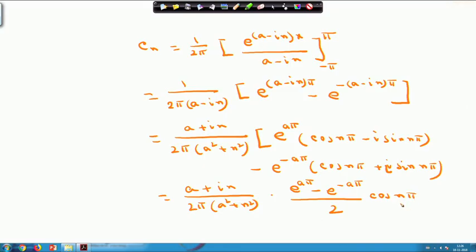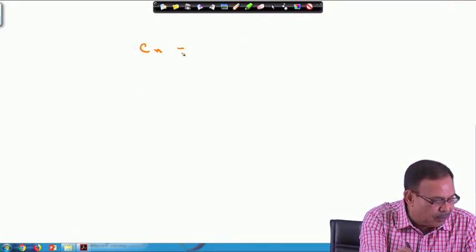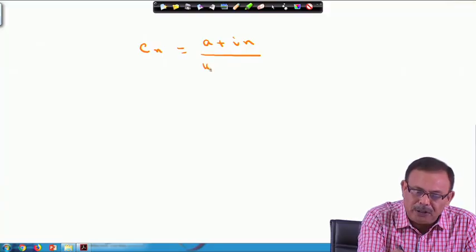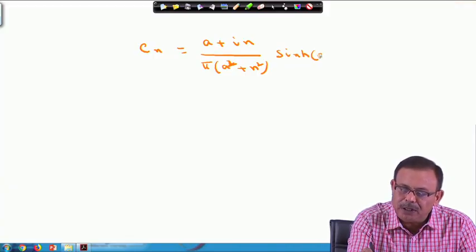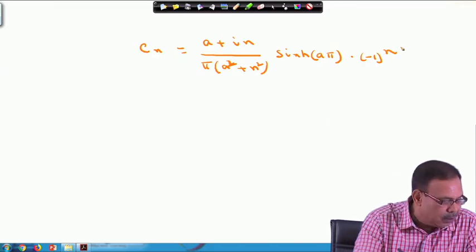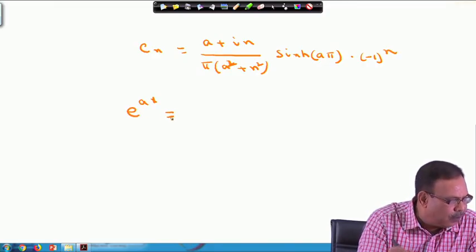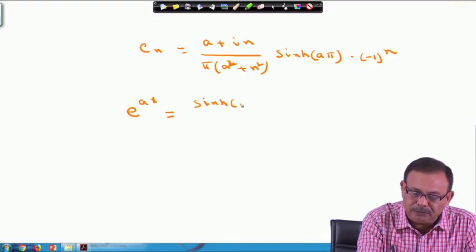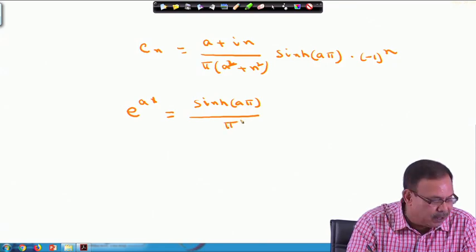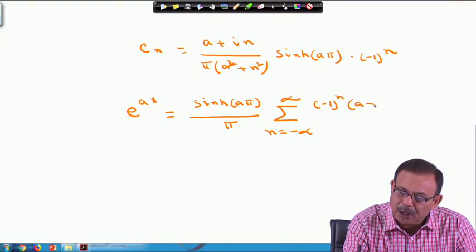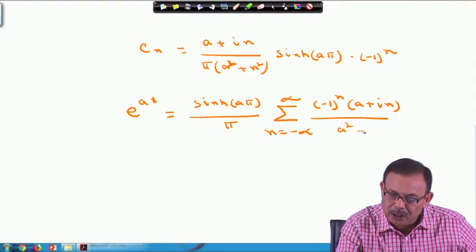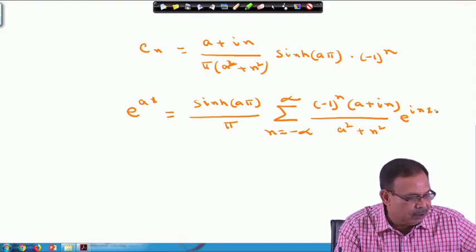Cos n π is (−1)^n, and (e^(aπ) − e^(−aπ))/2 is nothing but sinh(aπ). So ultimately you can write C_n as (a + i n)/(π(a² + n²)) times sinh(aπ) times (−1)^n. Therefore, e^(ax) can be written with sinh(aπ)/π outside, the summation from n equals minus infinity to infinity of (−1)^n (a + i n)/(a² + n²), multiplied by e^(i n x).